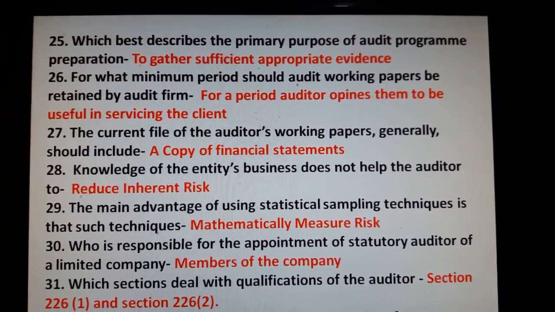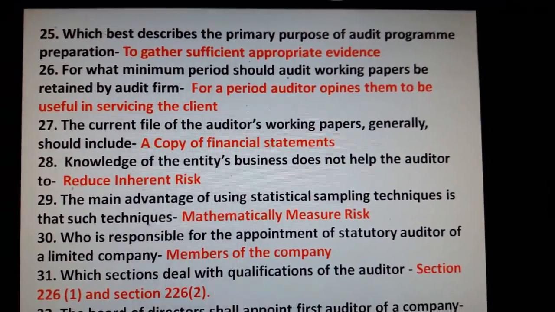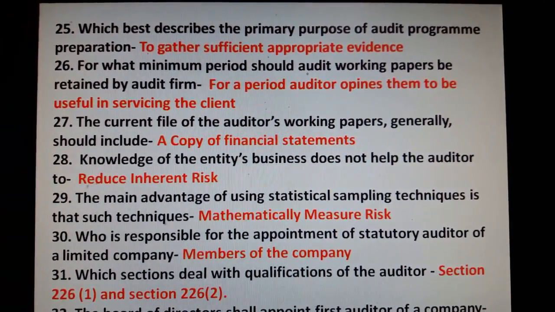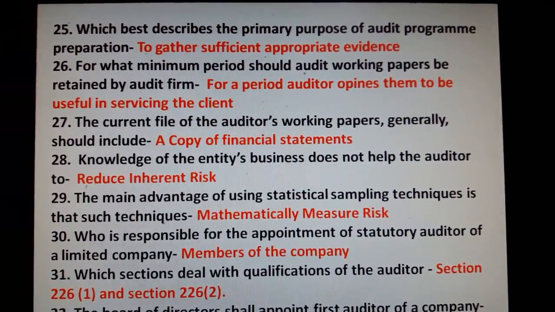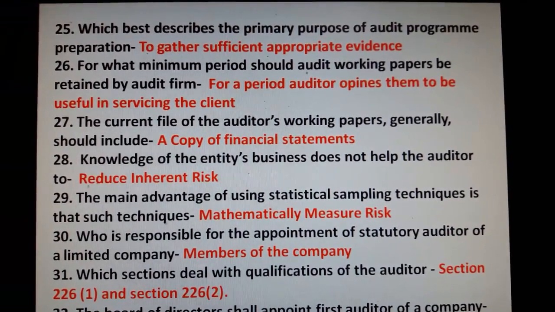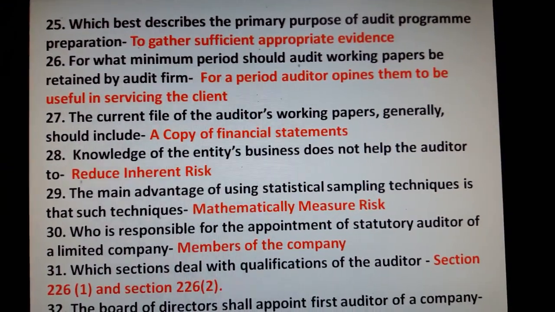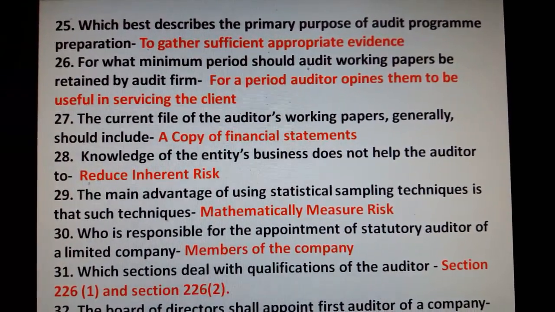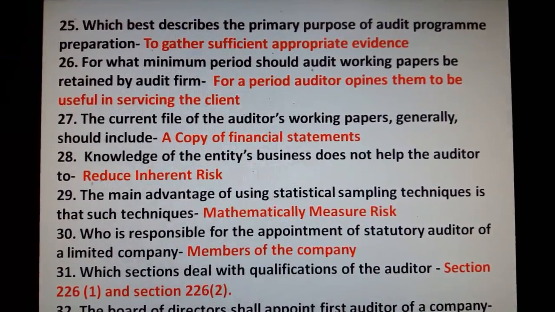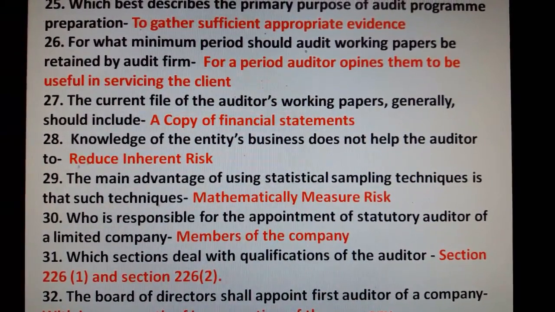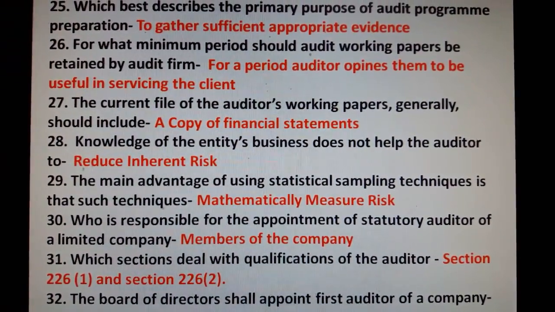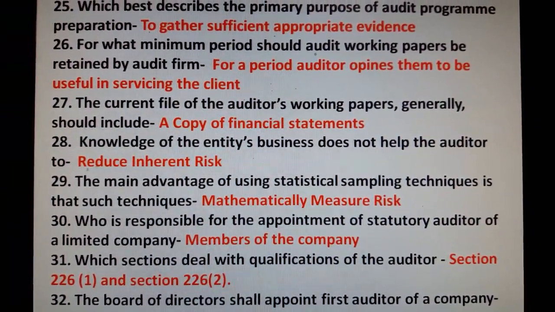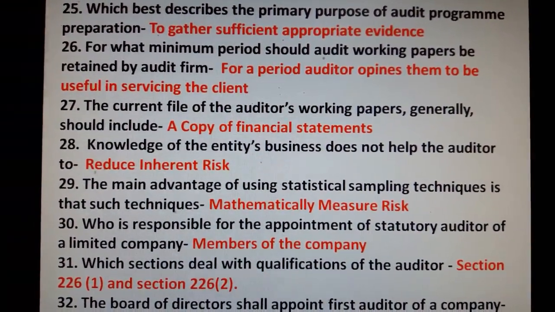Question number 25. Which best describes the primary purpose of audit program preparation? To gather sufficient appropriate evidence. Question number 26. For what minimum period should audit working paper be retained by audit firm? For a period auditors opine them to be useful in servicing the client. Question number 27. The current files of the auditor's working paper generally should include a copy of financial statement. Knowledge of the entity's business does not help the auditor to reduce inherent risk.